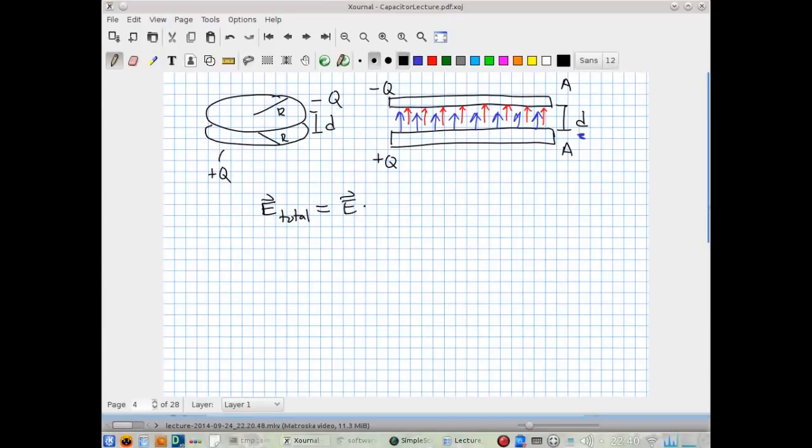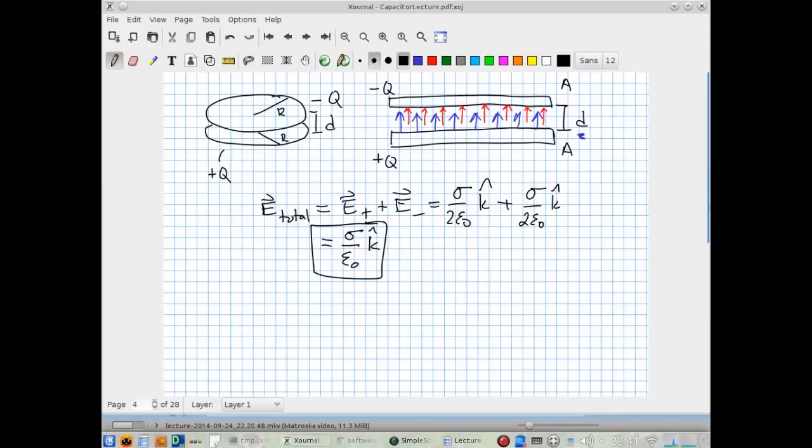It's just going to be the electric field due to the positively charged disk, plus the electric field due to the negatively charged disk. And we can very quickly write down what this is going to be. We know that this is sigma over 2 epsilon naught k hat. And this will also be sigma over 2 epsilon naught k hat. And so we find that the total electric field is sigma over epsilon naught k hat.